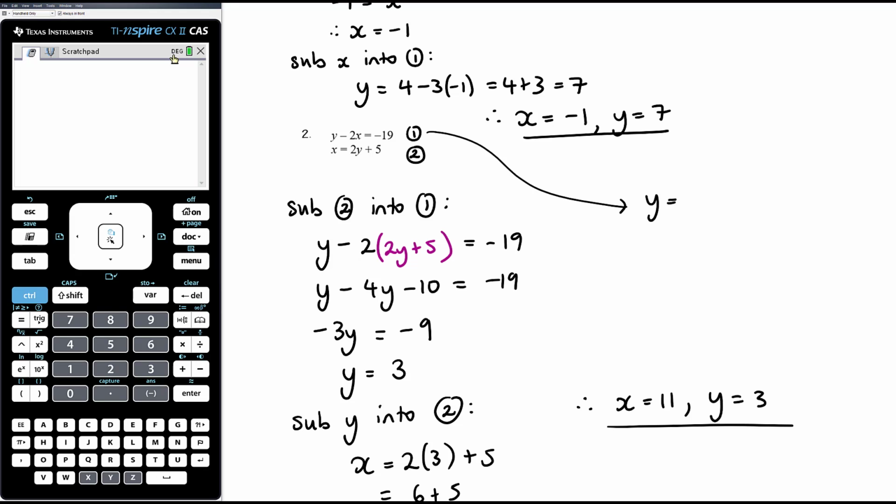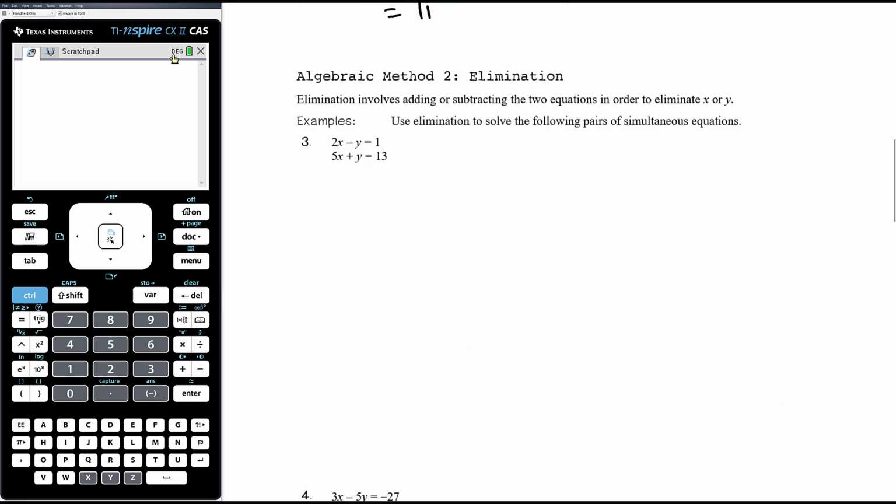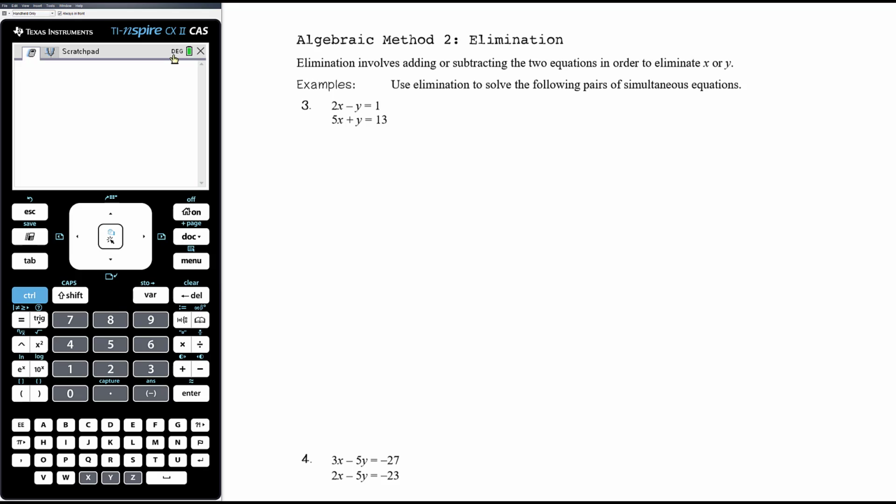It would be possible, in a much more long-winded attempt, to rearrange equation 1 to make y the subject. So that's the same as y equals 2x minus 19. And instead, you could substitute that into the second equation, and then you would solve for x first, and once you found x, you would find y. So there's always more than one way you can go about it. It's just making sure that whatever method you choose is ideally the most efficient method and you execute it accurately.